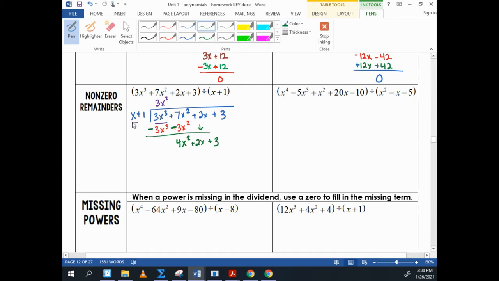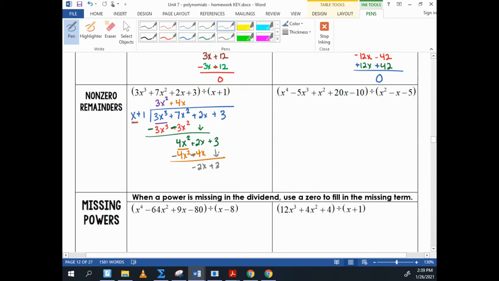Do the same thing. What do you multiply x with to get 4x squared? Well, we need a 4x. For that, 4x times x gives us this 4x squared. 4x times 1 is 4x. And then go ahead, subtract both of those. Remember to change the signs. 4x squared minus 4x squared is 0. 2x minus 4x is negative 2x. And then you have this plus 3. We're just going to bring down right there.